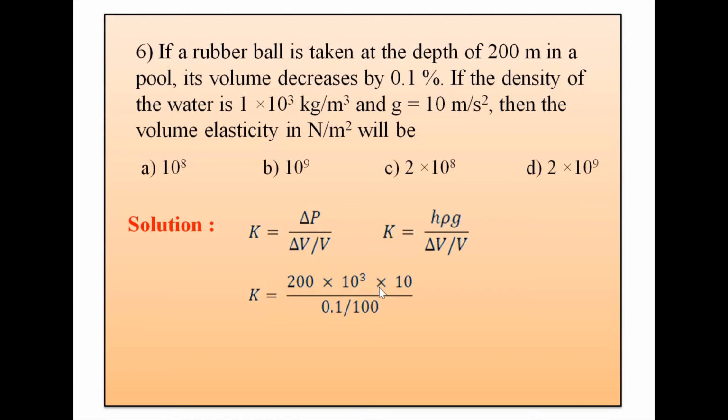we get capital K is equal to 200 into 10 raised to 3 into the 10 divided by 0.1 divided by the 100. So we get the final answer. It is the volume elasticity in terms of Newton per meter square. It is K is equal to 2 into 10 raised to plus 9. So here option D is correct.